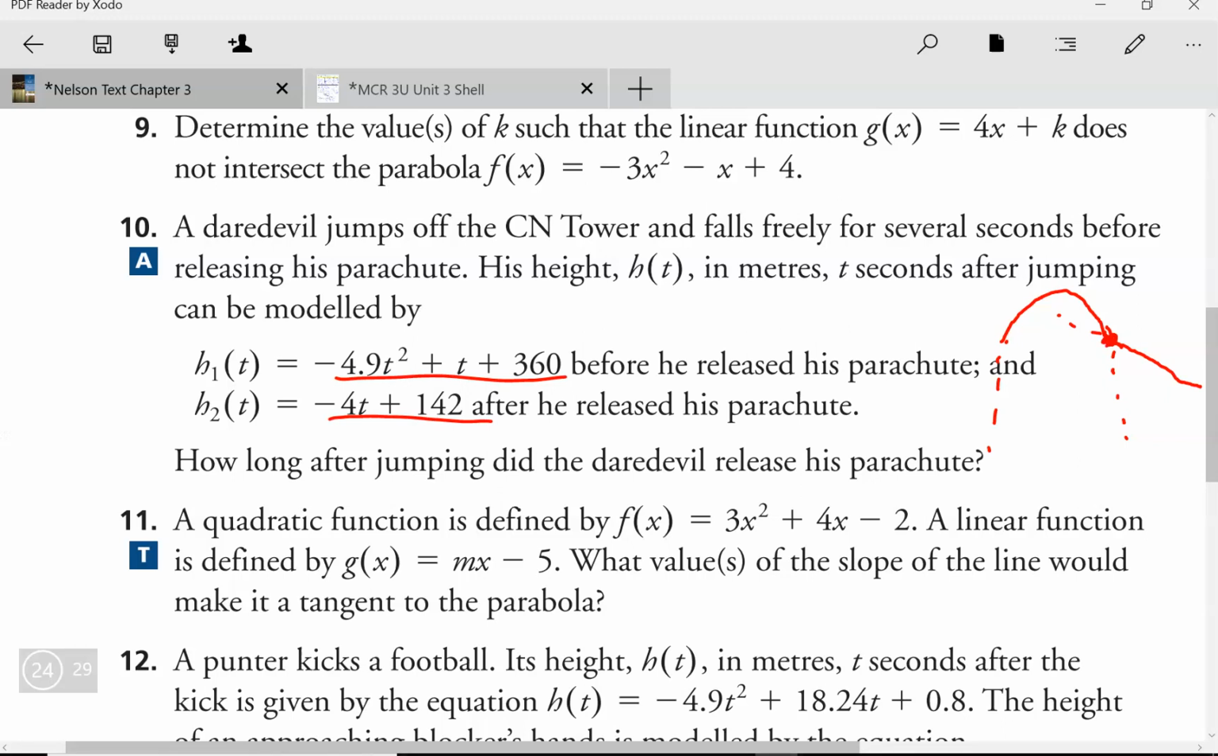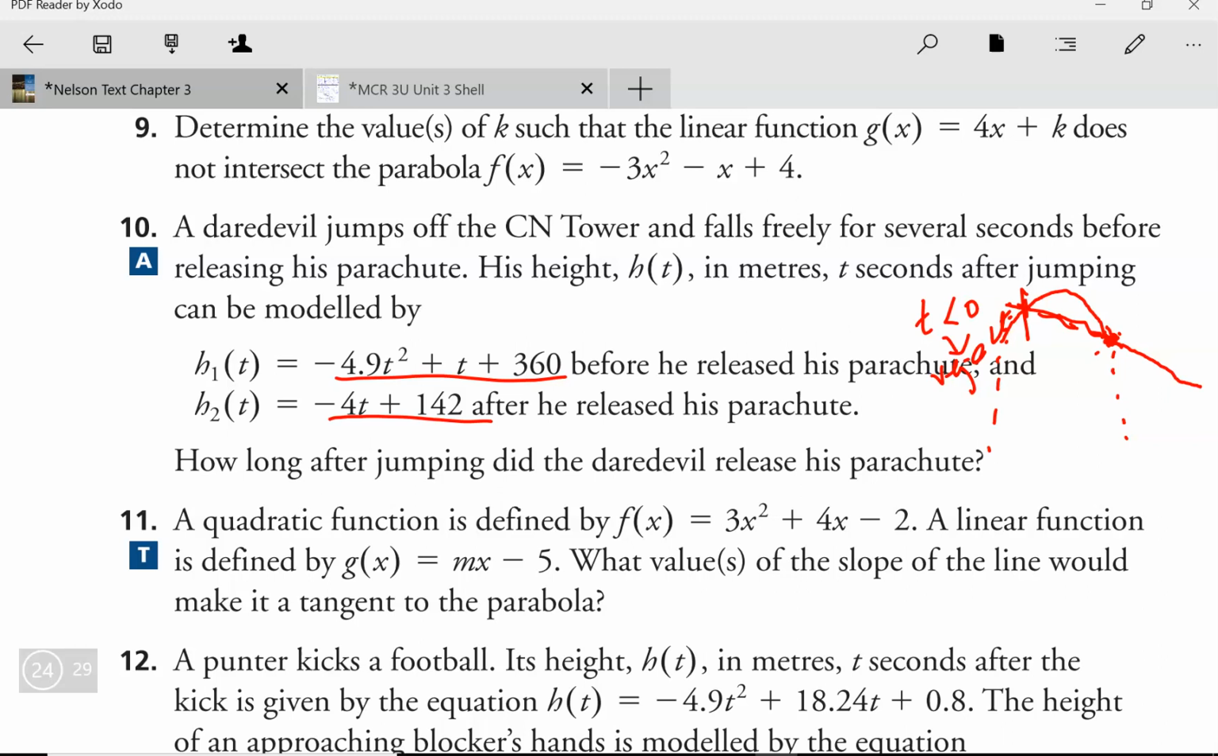You find that point of intersection, which is where he released his parachute. You might get 2 points of intersection if you extend this line, but you're going to ignore one because you'll get a t value that's less than 0, and obviously you reject that in favor of the other t value. And that's how you do that question.